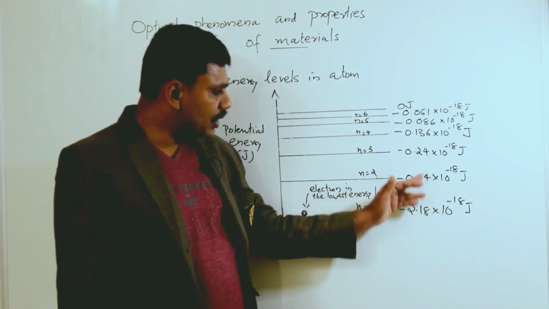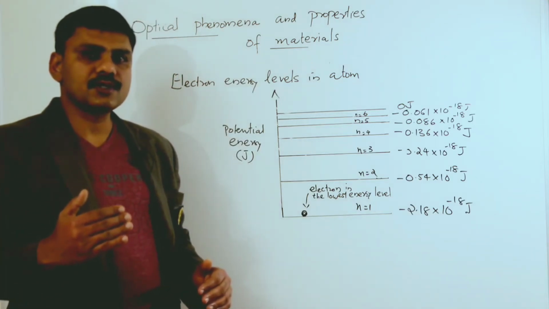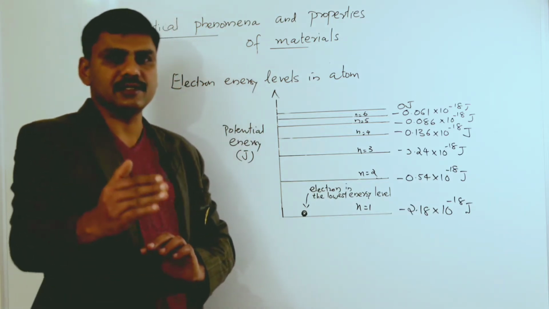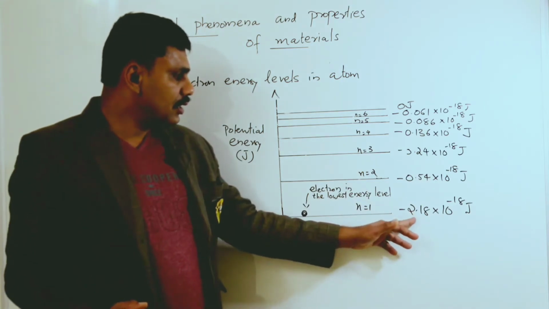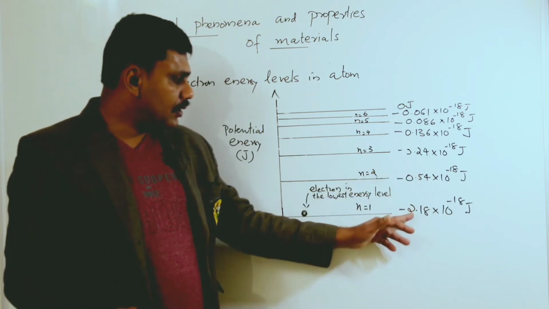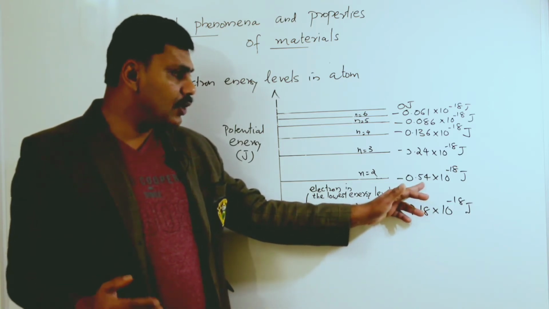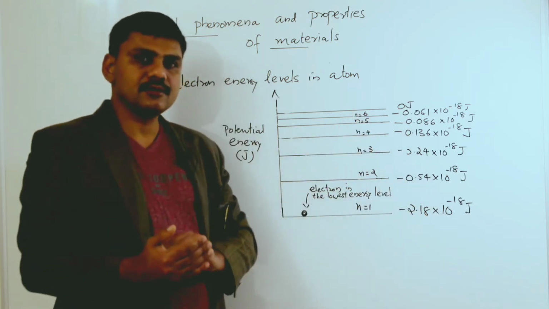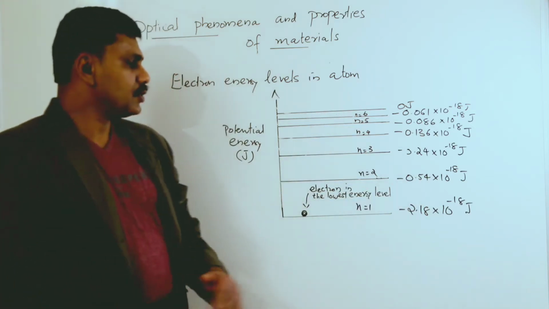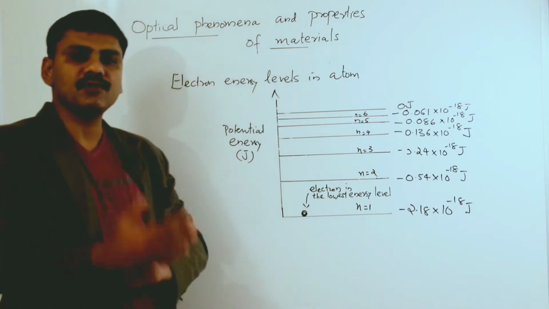When it moves away from the nucleus, you can see that the minus value decreases. That means the electrons are moving away from the nucleus, so the force of attraction between the electron and the nucleus is decreasing. When that force of attraction decreases, the value becomes more. The first value is minus 2.18, the second is minus 0.54, so the value is increasing. When it comes towards the nucleus, the potential energy decreases. When it moves away from the nucleus, the potential energy increases.